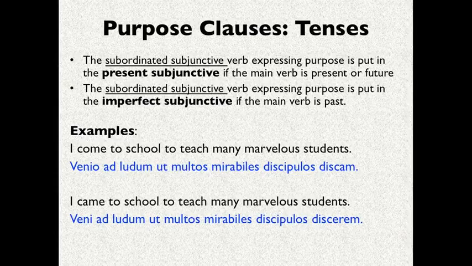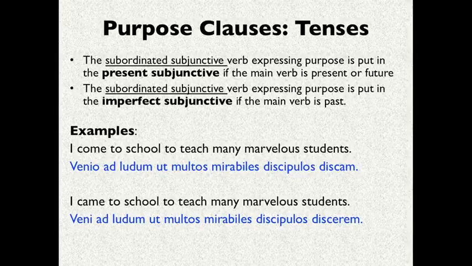Now let's address tenses. The subjunctive verb in our subordinated purpose clause, which expresses purpose, is put into the present subjunctive if the main verb is present or future. However, the subordinated subjunctive verb, which expresses purpose, is put into the imperfect subjunctive if the main verb is past.